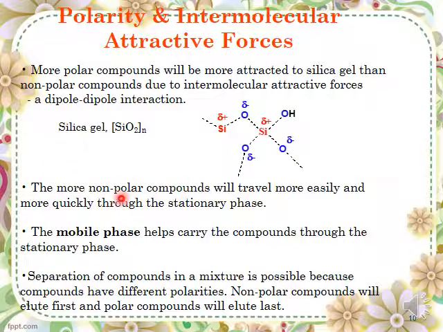The non-polar compound of course will travel more easily because it is not attracted to the stationary phase. And how will it travel? Through the mobile phase. The mobile phase will carry them. So why is separation possible? Because different compounds will have different polarity. The non-polar will elute first, while the polar will elute last, because it will interact with the polar stationary phase.